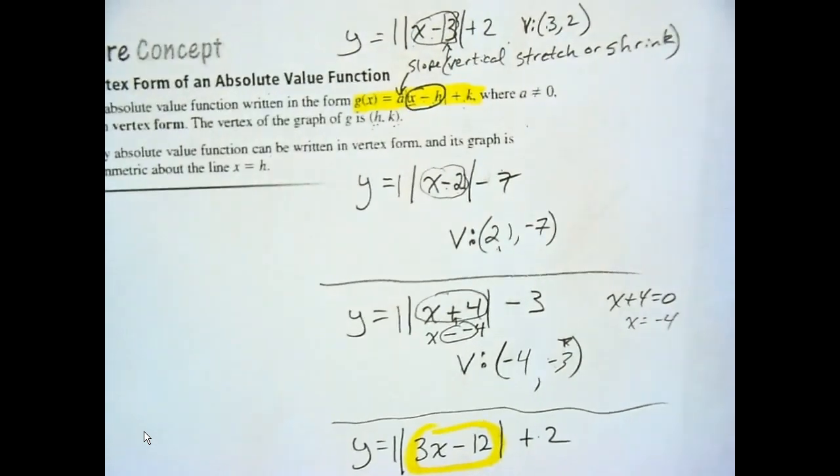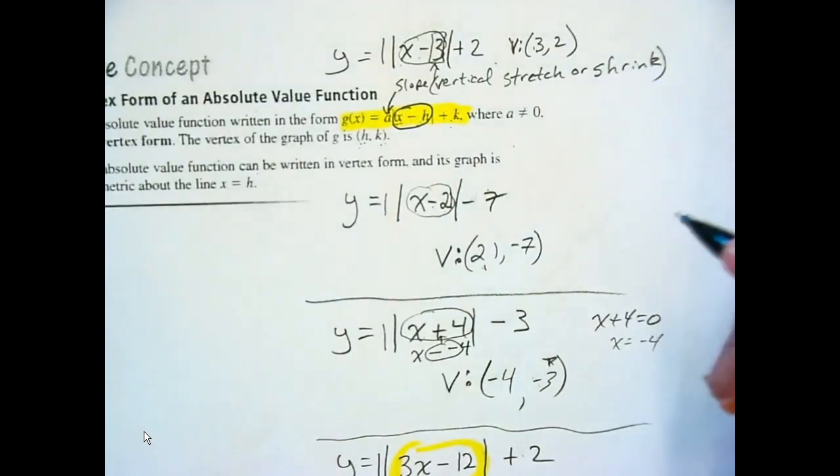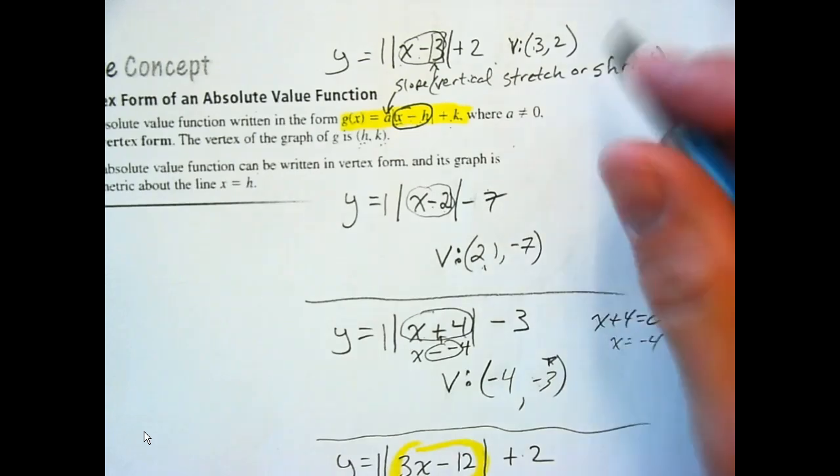A is the slope in this. We call it a vertical stretch or shrink. I would never ask for the slope on it. I would ask what's the vertical stretch or shrink.